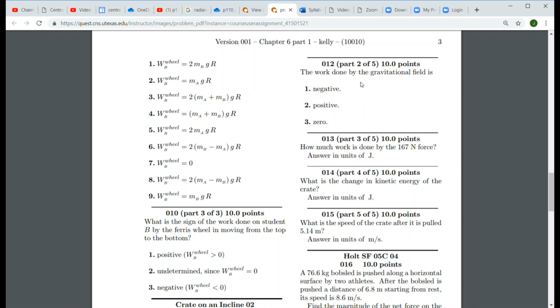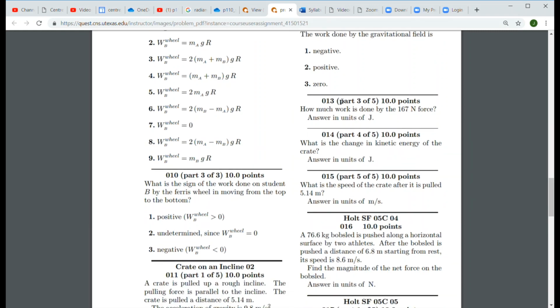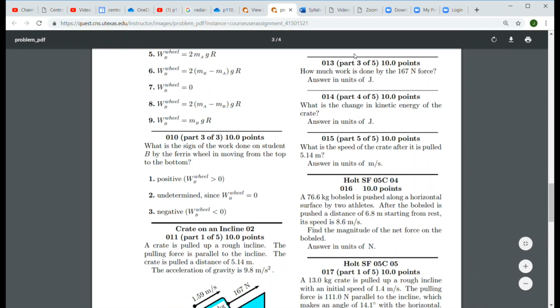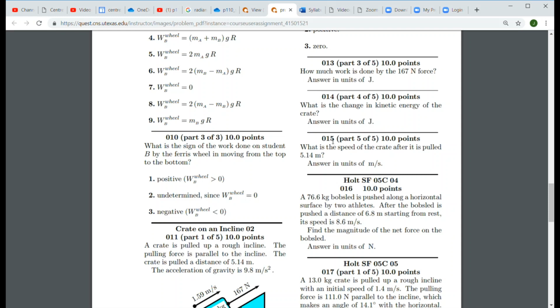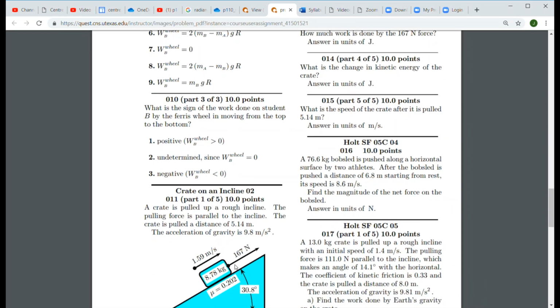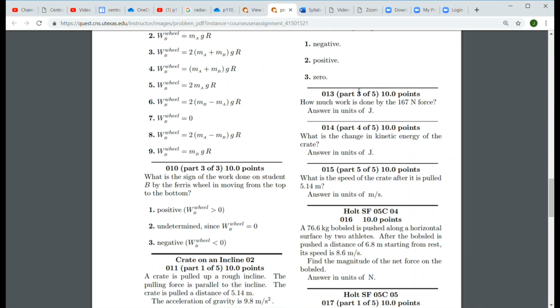Good, I've already worked out this one. The work done by the gravitational force is negative. That's what I just said. Don't put that in the previous one, they're not looking for a minus sign there because they asked for the magnitude. But here the answer is negative. Part 3, problem 13. How much work is done by the 167 newton force? Well, it's pulling along the direction of the incline, so we just do 167 newtons times 5.14 meters, okay? And that would be positive in that case.